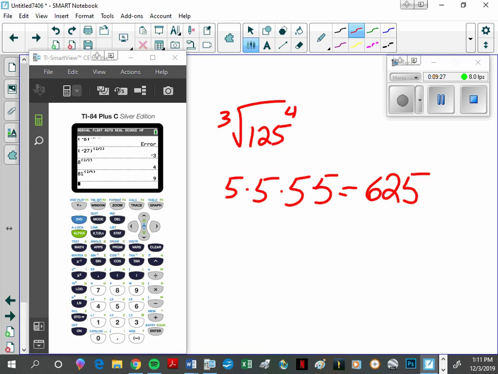Why did this number get bigger when all the other numbers got smaller? Explain that. What is it about this that told me my answer is going to get bigger instead of smaller? When the inside is bigger than the outside, your number is going to go up. Because I'm splitting 125 into 3 factors that are equal, and then my answer contains 4 of those factors, so I had to add one on there.